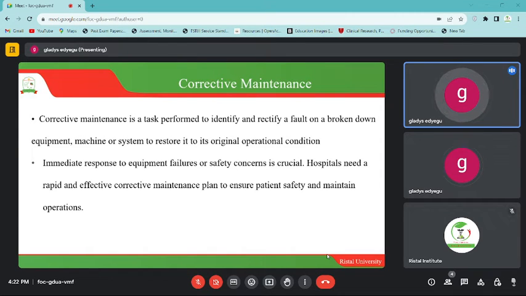So when you realize these machines are broken down, then the hospital management has to do the repairs immediately so that they are able to do the effective correction and ensure that our patients are safe. We also have to maintain the operations of the different services in our hospital because we need these machines, these equipments, these systems, especially water and power. So corrective maintenance needs to be done, and there should be a rapid and effective plan, an initiative to see that this is done very fast in order to save the lives of our patients.